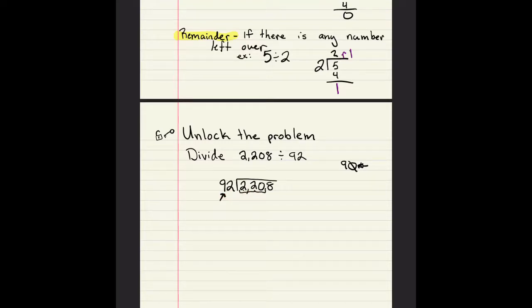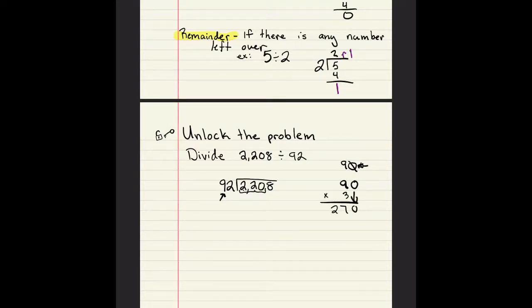So if I set up my multiplication on the side, I know 9 times 3 is 27. And this 27 is bigger than this 22 because, remember, I'm really working with 90.